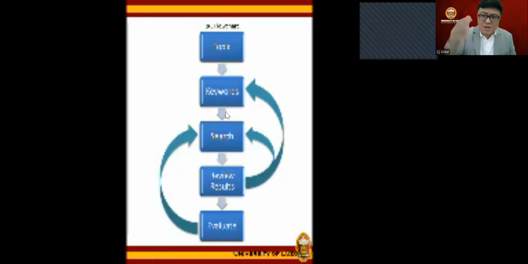So from topic to keywords, and the keywords as basis for search of print, non-print and electronic sources, categorized into data or non-data material. So there are two types of materials to review: data materials and non-data materials.